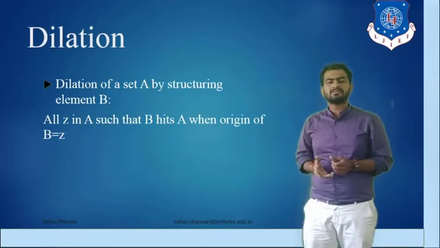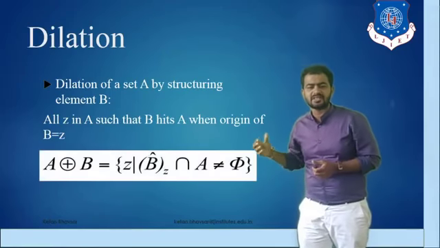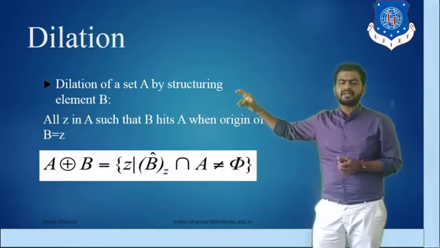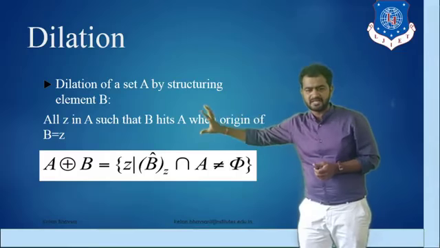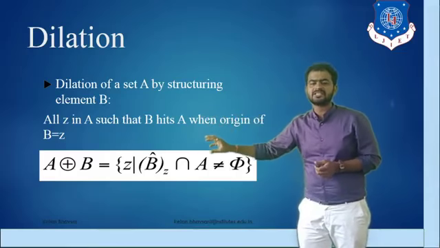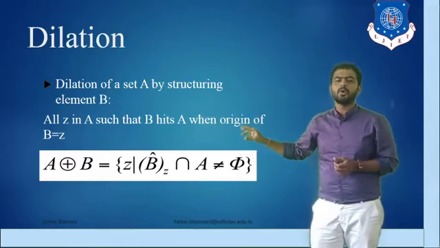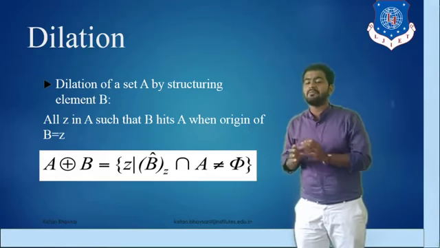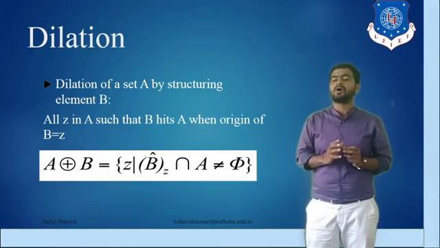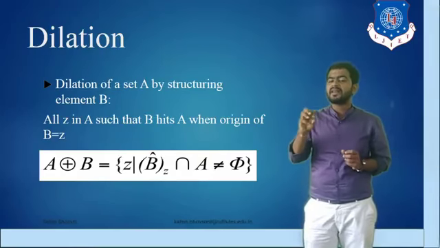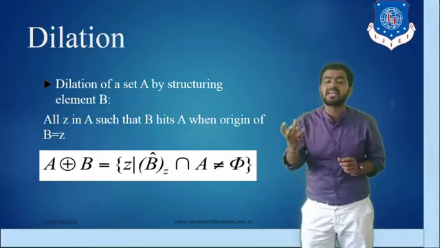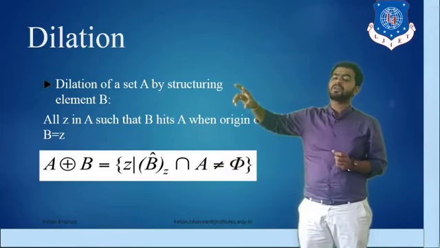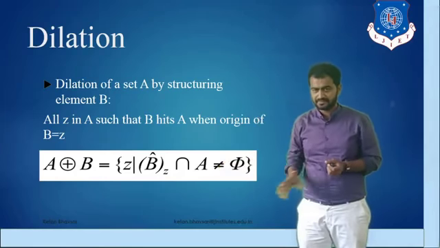Now we are talking about the dilation based operator. In terms of dilation, we have a mathematical term like this. The dilation of set A by structuring element B is all the z in A such that B hits A when the origin of B is equal to z. In terms of that, B hits A means there are a number of common elements available inside A that we can extract using the dilation operation. So it is an intersection operator, and in terms of erosion we are talking about the union operation, as you can see.